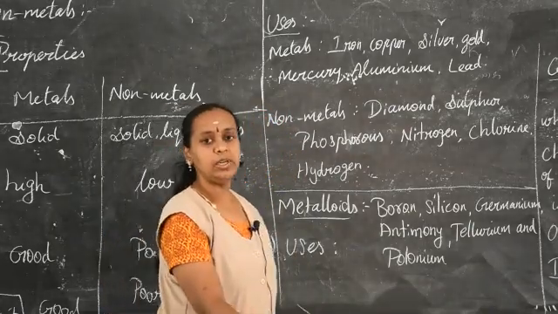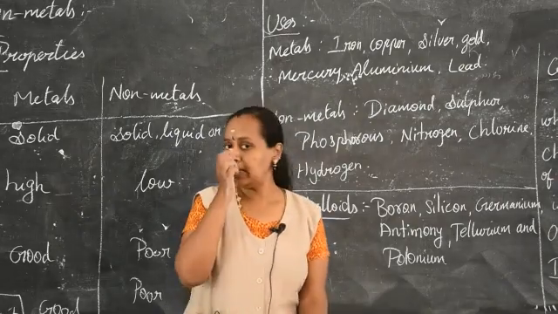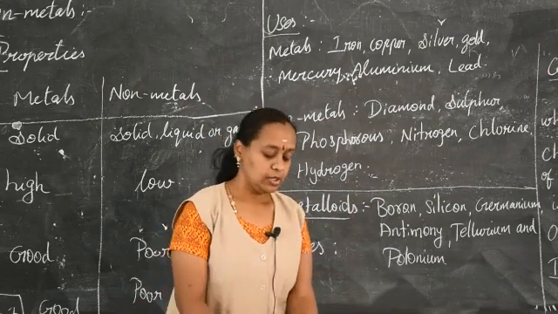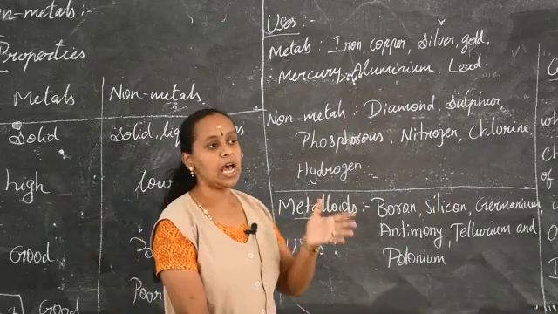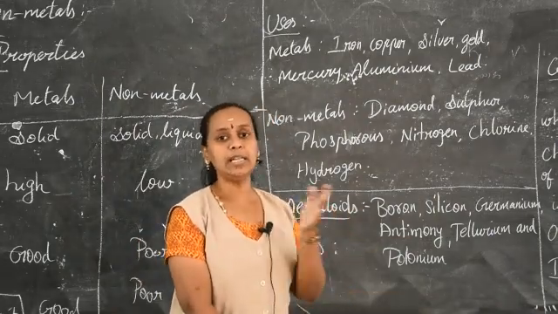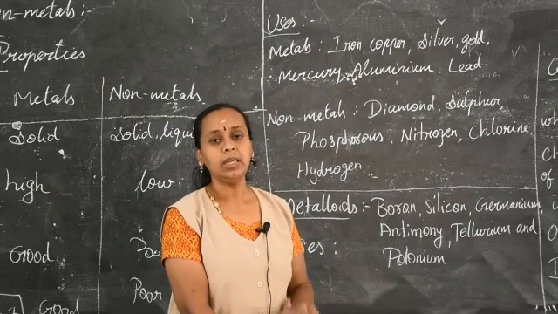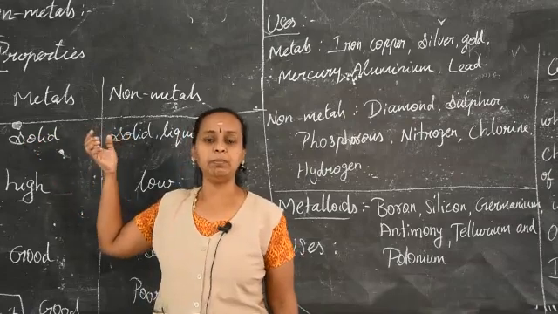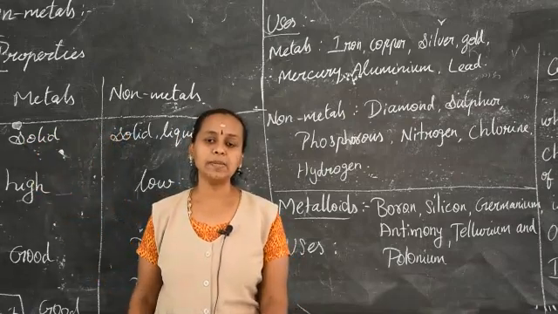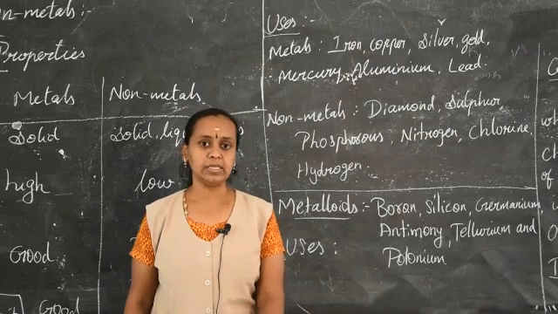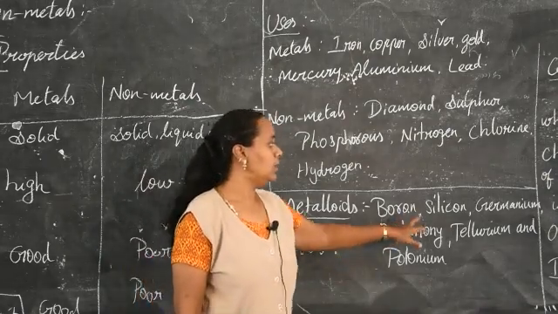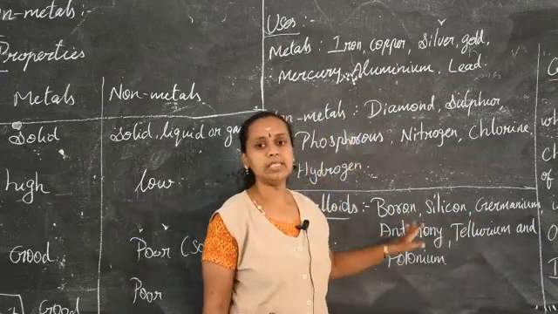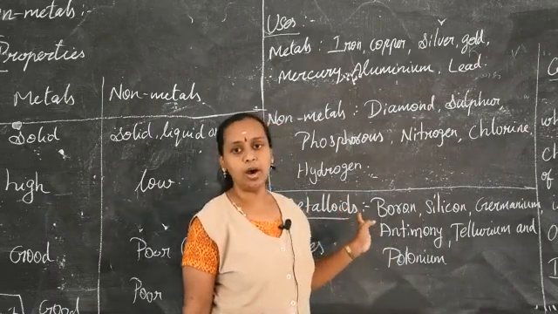The next thing we are going to learn is metalloids. I expect everyone to have the book in your hand while I'm taking this lesson, so it will be easy to understand. So metalloids are the elements which have both the properties of metals and non-metals. So they are called semi-metals. Some may be solid, some may be liquid. Like that, they may have both properties. So they are called metalloids, or otherwise semi-metals. The examples are boron, silicon, germanium, antimony, tellurium and polonium. All these come under the category of semi-metals or metalloids.